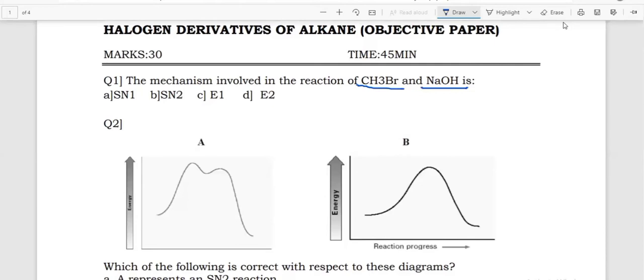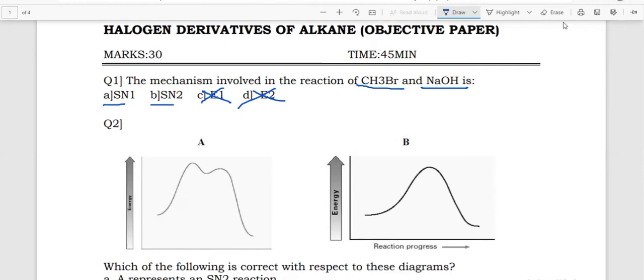Now here we are taking an alkyl halide with only one carbon, so elimination reaction is not possible. So you can't write the answer E1 or E2. Now this is a substitution reaction, so SN1 and SN2 mechanisms are possible.